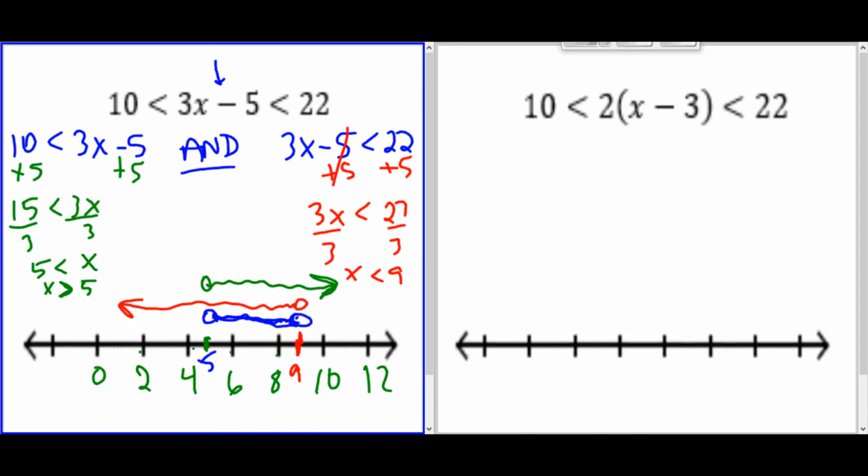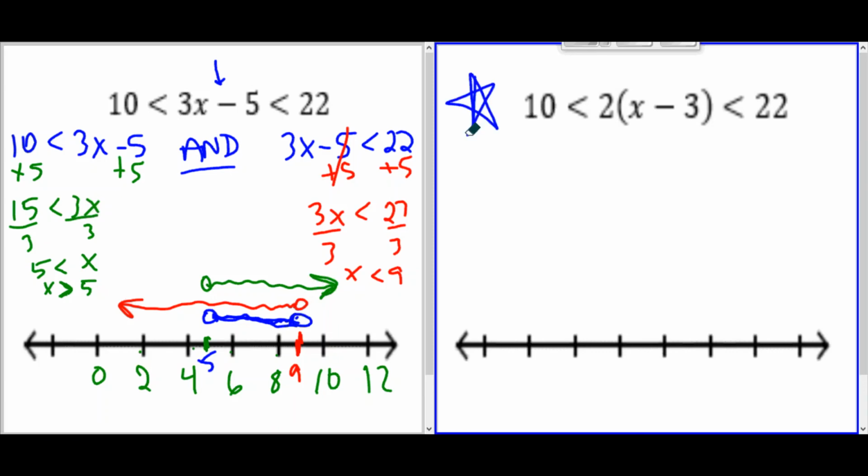So I want you to try this one. To start this one off, remember you're going to have to distribute this 2 to the parentheses first. So this would be 10 is less than 2x minus 6, which is less than 22. So you're going to set up your two inequalities, solve them, and graph them on the number line.